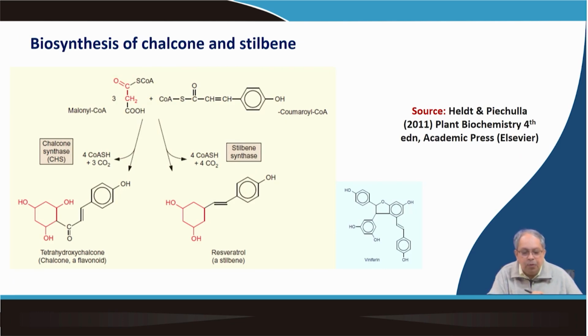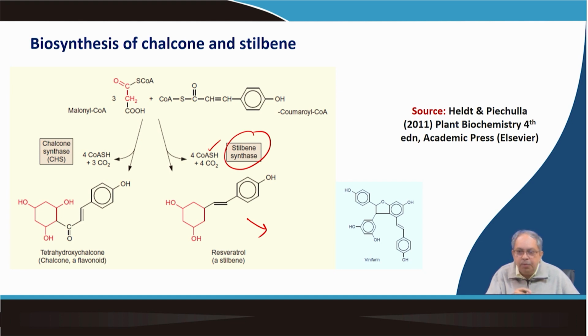So, stilbene and chalcone. What happens is, there is an enzyme called stilbene synthase, which requires again 3 molecules of malonyl CoA plus coumaryl CoA, and it liberates 4 CoA thioesters and carbon dioxide, leading to the formation of a stilbene structure which is called resveratrol. Resveratrol is a strong antioxidant, and it basically accumulates in the red grapes. Therefore, consuming red wine is good because it contains resveratrol, which gives protection against heart diseases.